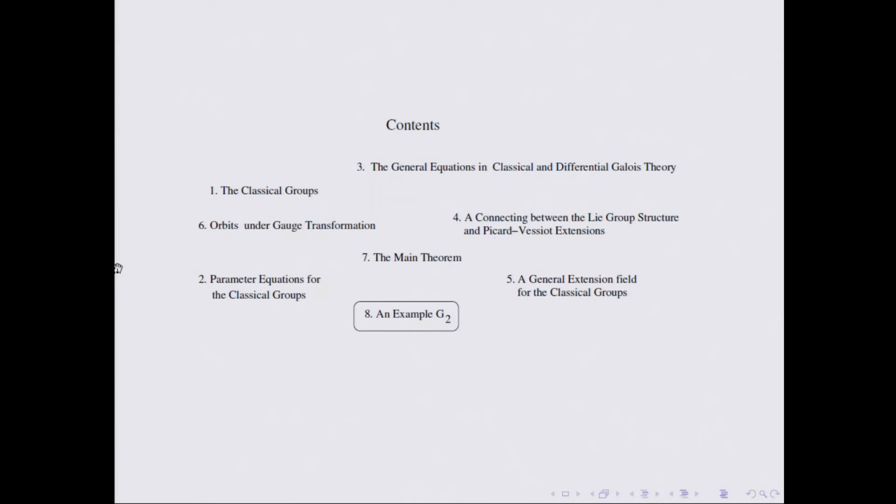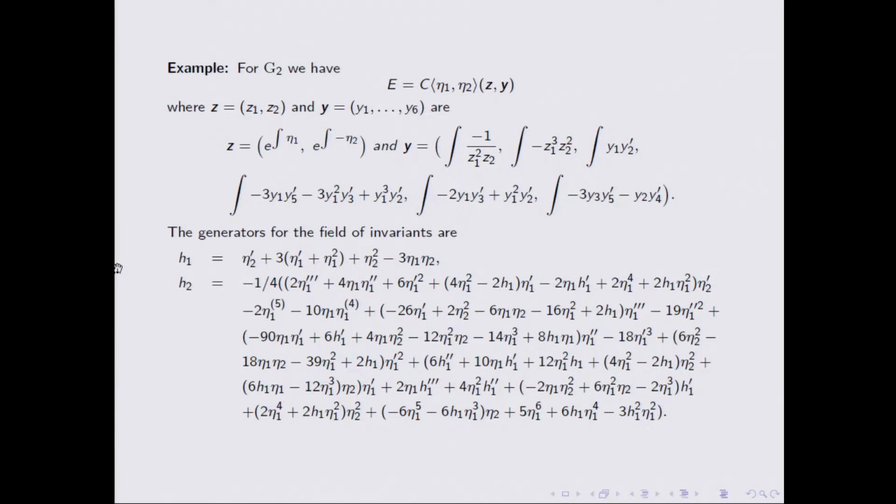Well, let's have a look at an example. How does this look like? Here for G2, it looks, I think, pretty simple. Here, this is our general extension field for the specific type of extensions we have. G2 has Lie rank 2, so we have two differential indeterminates, and then we attach this Liouvillean extension to it, which is generated by elements of this shape. And then we can look at the invariants under the group action. The first invariant looks still nice, and then the other one is getting a little bit bigger.